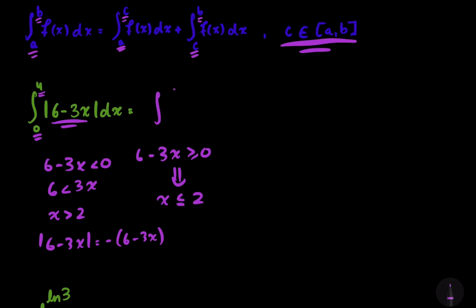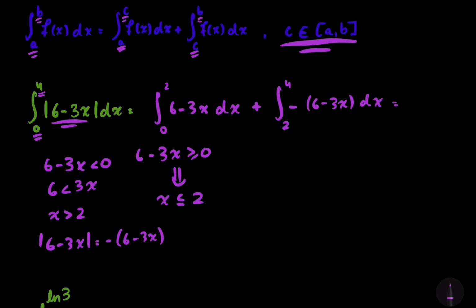First of all, we can take the integral from 0 to 2 of the positive version of our input, so 6 minus 3x dx, and then plus the integral from 2 to 4. This is when x is greater than 2 and our input becomes negative, so we're going to take the integral from 2 to 4 of the negative version of our input, so the negative of 6 minus 3x dx, right?